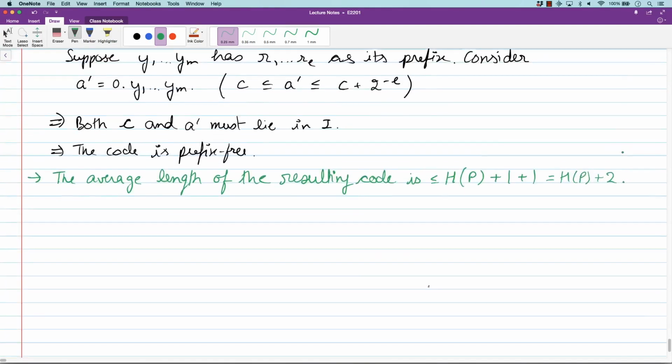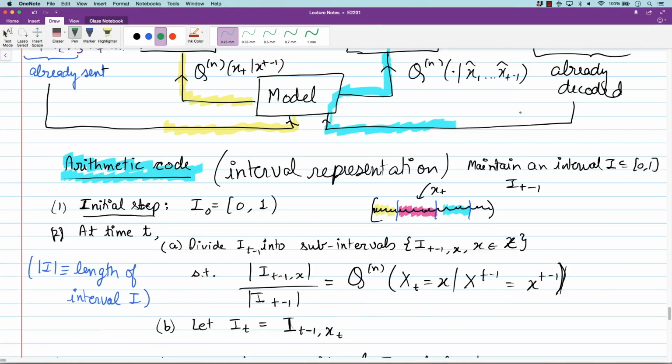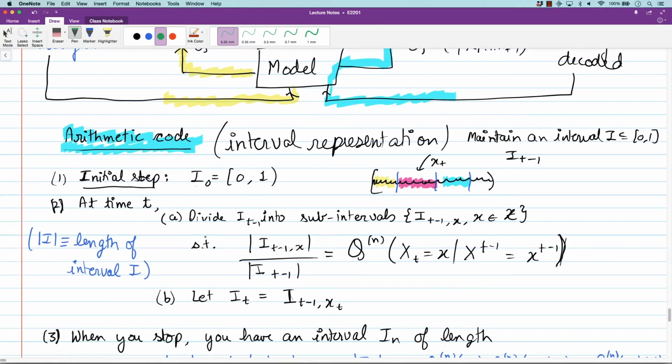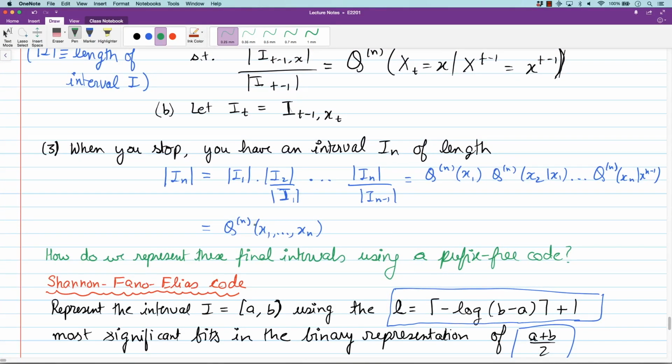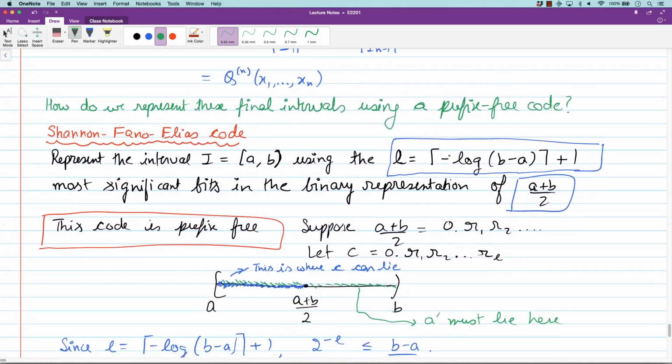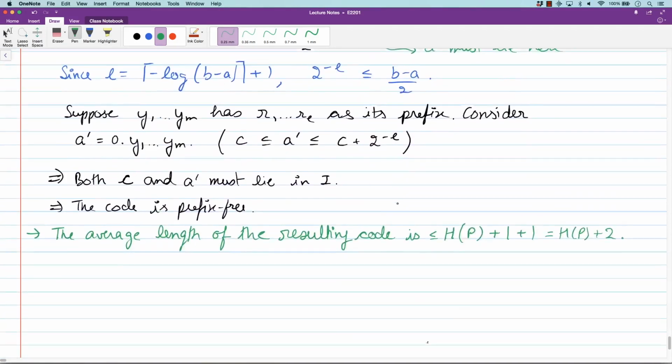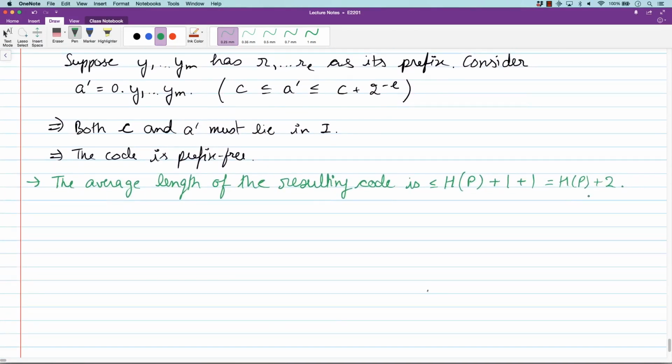Okay, so this is a scheme described abstractly. You start with some interval. At each step, you divide the interval in proportion to the probabilities of the incoming symbol, and then you find the next interval. You keep going this way, and you stop once you've seen all the symbols. Finally, you represent the resulting interval using the Shannon-Fano-Elias code. And we showed it's prefix free and the average length is at most H(P) plus 2. Before we proceed to see how to decode, let's take an example.